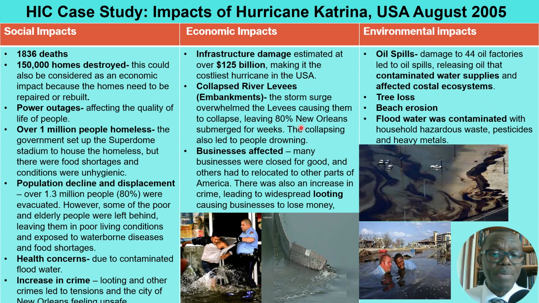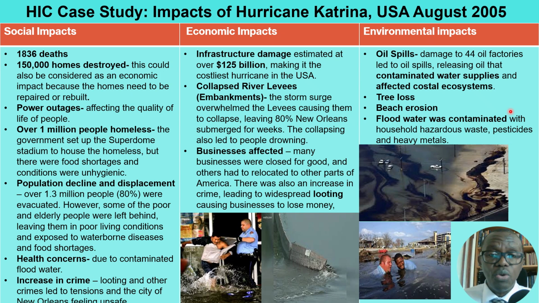So that left 80% of New Orleans submerged for weeks. And the collapsing also unfortunately led to people drowning. Then we have a third economic impact here, and that is that businesses were affected. Now, a lot of the businesses actually closed for good and relocated to other parts of America. There was also an increase in crime where obviously businesses were being looted, and that led to loss of money for those businesses, and obviously must have affected the GDP of those particular areas.